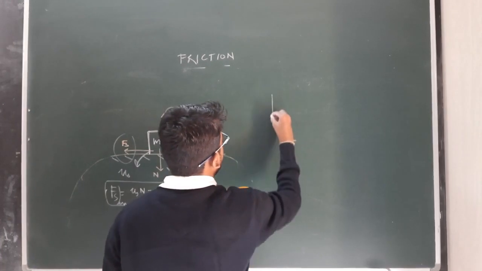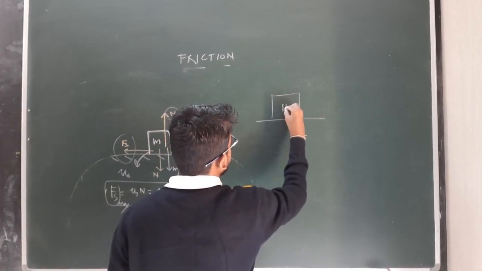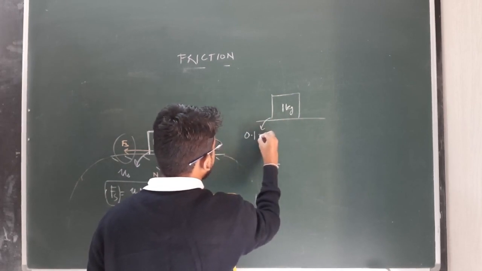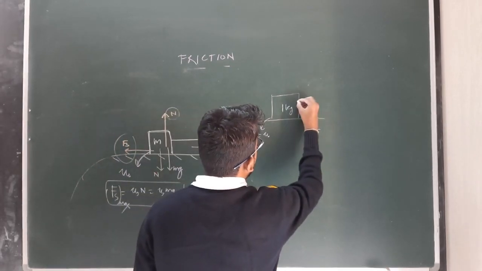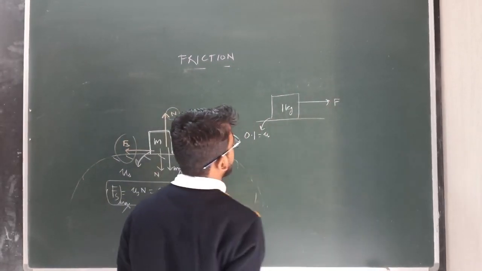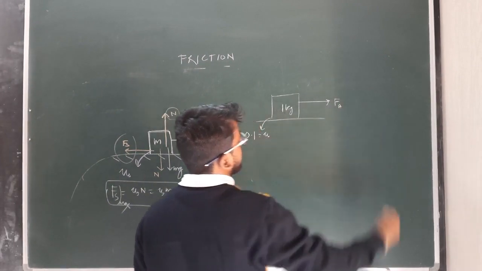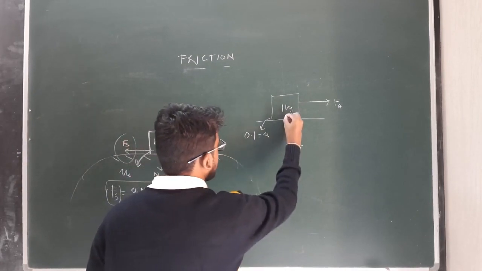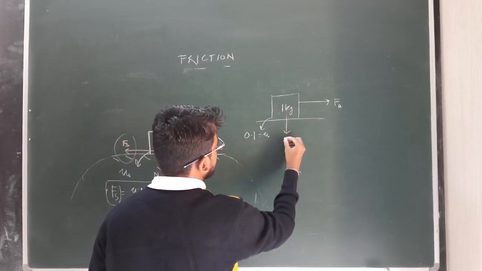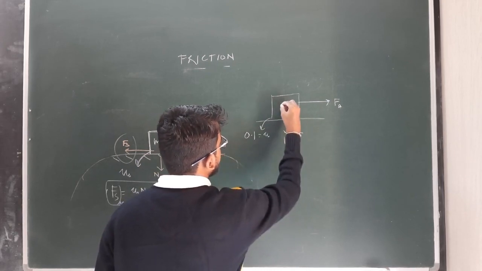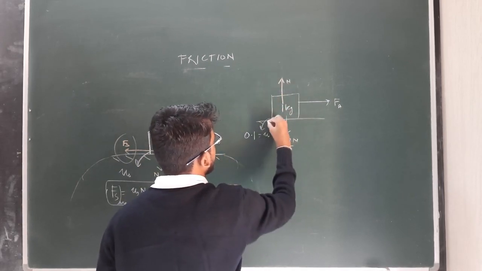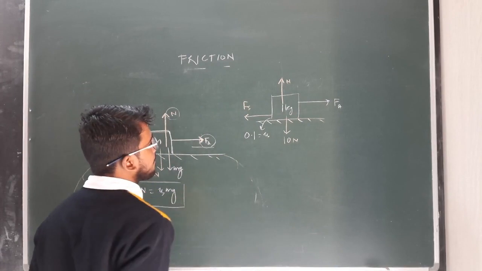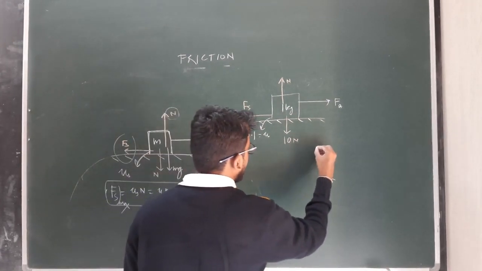Okay, so for example, I am considering a block here which has mass 1 kg. Let the coefficient of static friction be 0.1, and I am applying a certain force F. We can vary this force according to our wish. So here from the free body diagram, what is the weight mg? If I am taking g equal to 10, so mg will be 10 Newton, which is equivalent to the normal reaction exerted by the surface on the block, and the frictional force here is known as Fs.